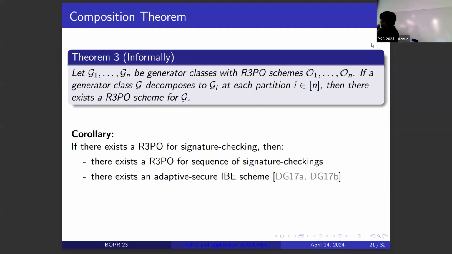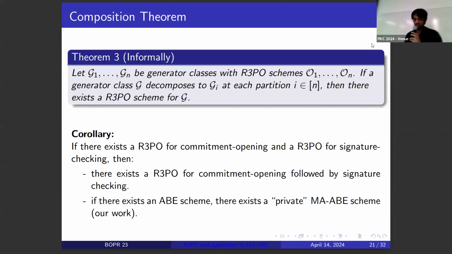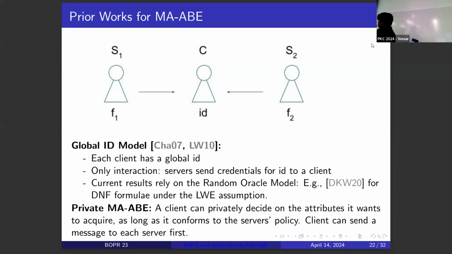Similarly, if you look at signature checking, if you have an attribute for one-time signature checking, you can build an attribute for a sequence of signature checkings where at each step you're checking a different message signature possibly. And it is what was inherent in these IBE constructions where you build fully secure IBE from selective IBE, if you're aware of it. So finally, we show that if you have commitment opening and signature, yes, we can also compose the two together. And this is what allows us to give an instantiation for this variant of multi-authority ABE that we call private MABE.